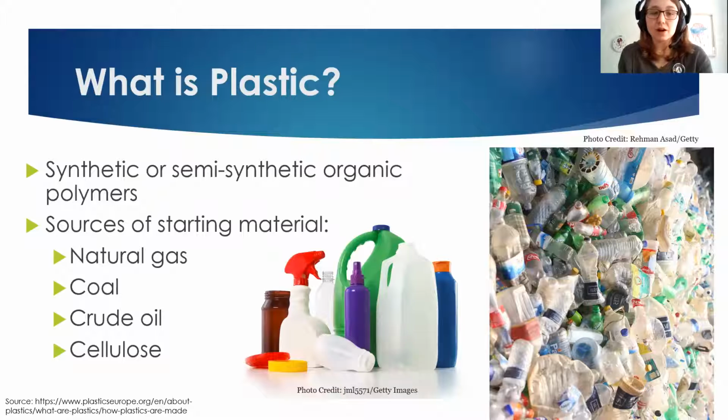The starting material for plastic is, for the most part, crude oil. It comes from a lot of non-renewable resources: oil, coal, gas, and cellulose, which is plant-derived. What we want to take away from this is that plastic is always some sort of synthetic polymer, either fully synthetic or semi-synthetic, and that makes it a little bit complicated to find ways to break it down and to reuse these things.